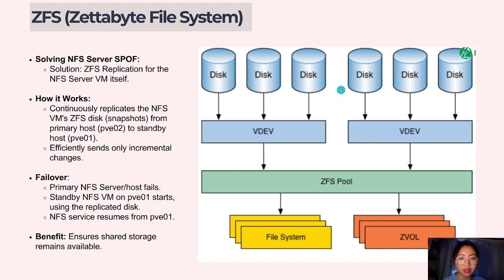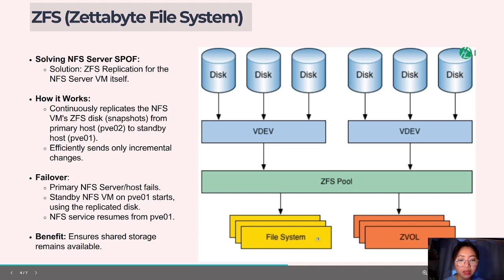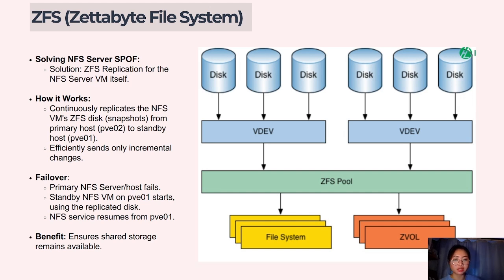This diagram on the right illustrates the ZFS architecture, where physical disks are grouped into a vdev, which is turned into a ZFS pool. From this pool we can create a ZFS file system, or, as in our case for VM disks, a ZVOL. Our NFS server disk is a ZVOL.